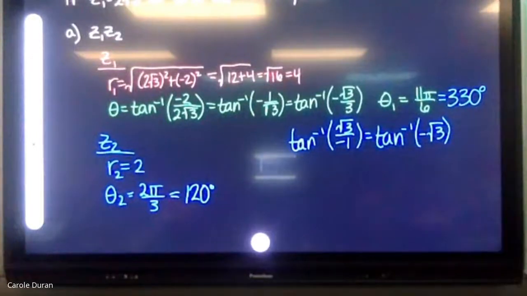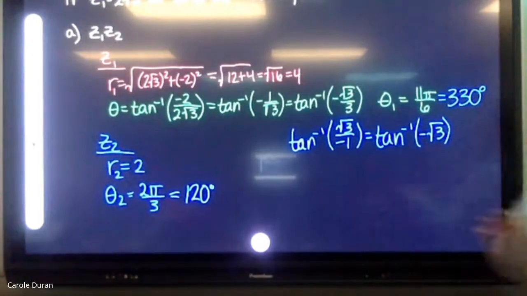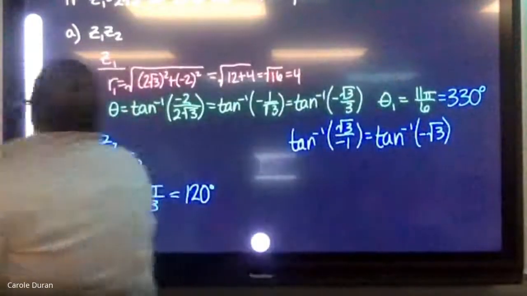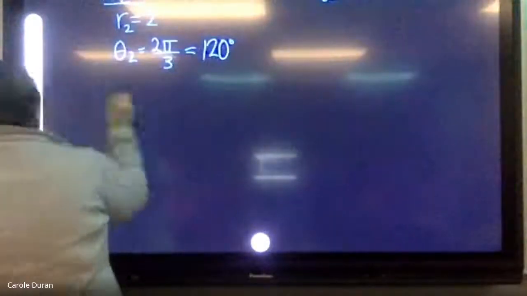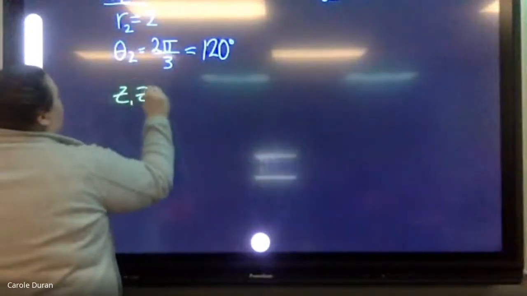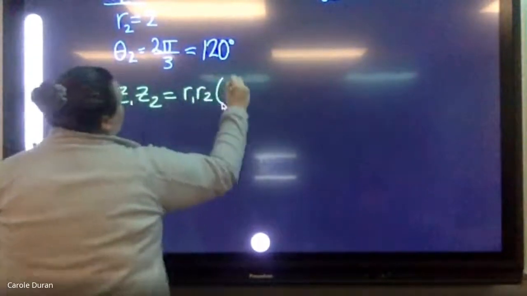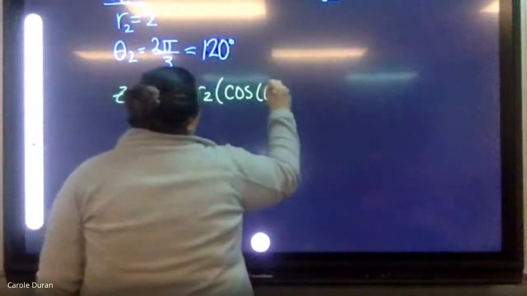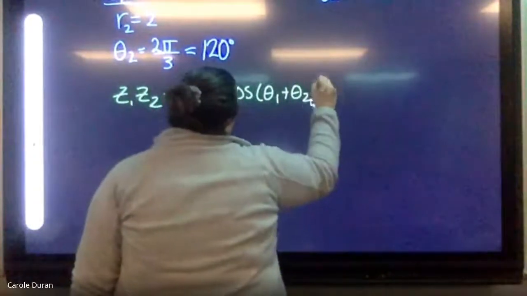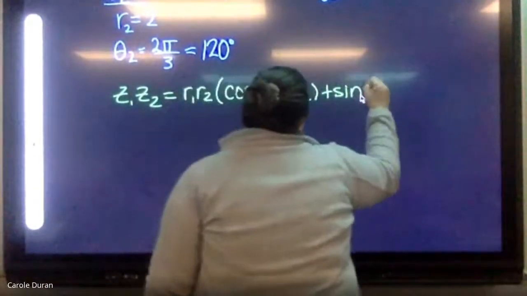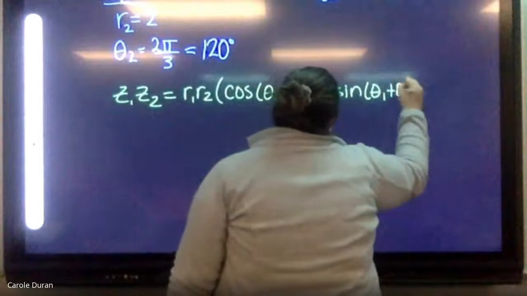So now what we're going to do is take these R values and these thetas and plug them into that multiplication formula that we have. That multiplication formula, again, says Z1 times Z2 is equal to R1 R2 cosine of theta 1 plus theta 2 plus i sine of theta 1 plus theta 2.